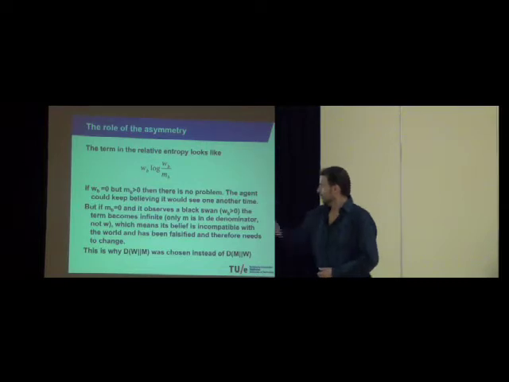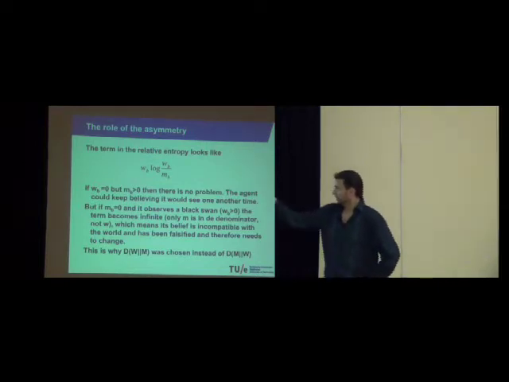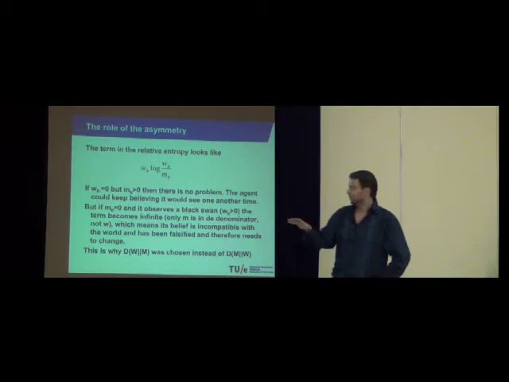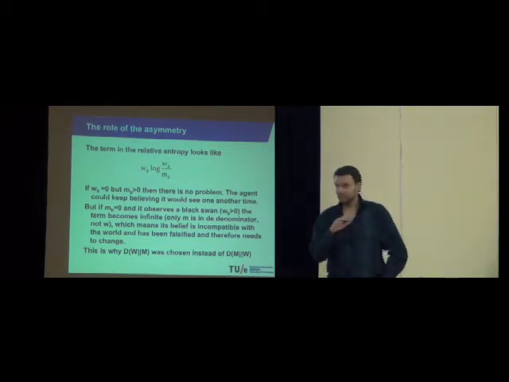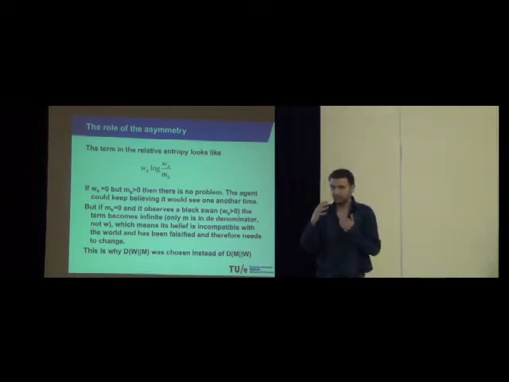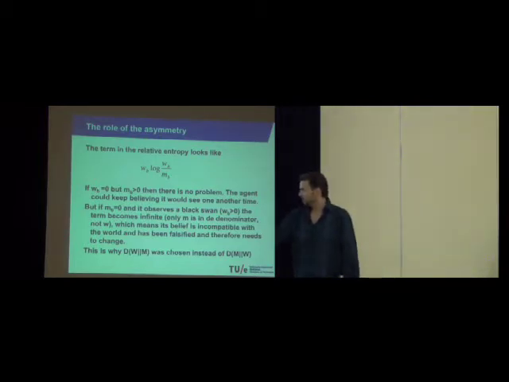But if you do it the other way around, if the agent believes that there is no black swan, but there exists a black swan in the world, then if the agent observes a black swan, the terms become infinite because M is in the denominator, and it leads to infinities. And I want to interpret that as falsification. That means the belief is incompatible with the world and needs to change, because it's just incompatible. This is why I chose W and M in this order instead of the other way around.